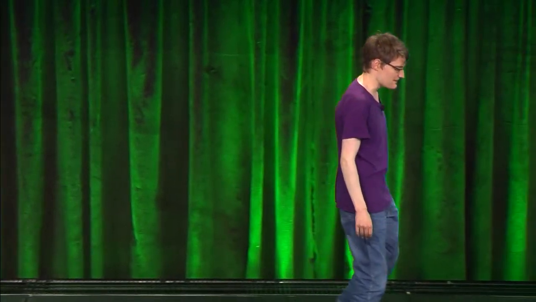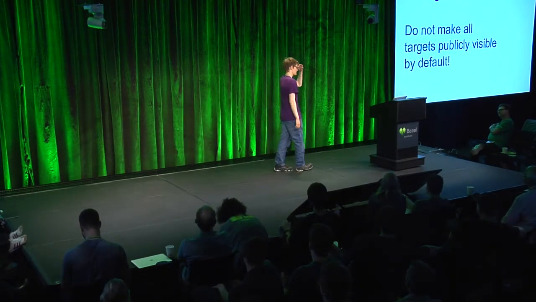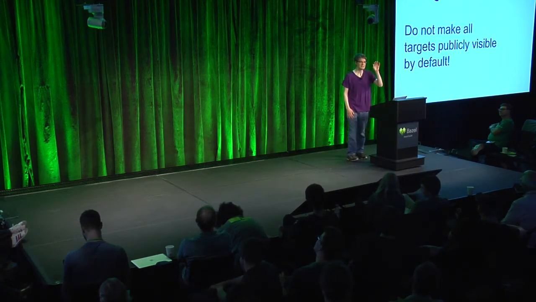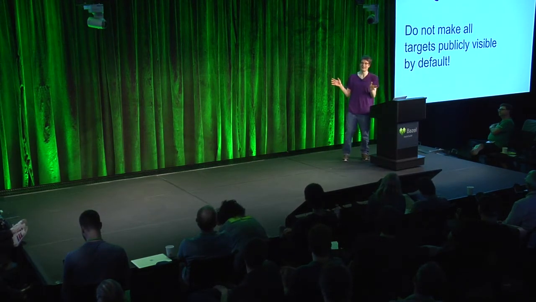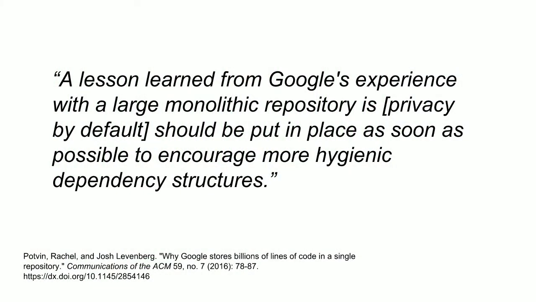And maybe you can imagine what happened. So now every time someone creates a build file, they carefully copy the public visibility thing, along with a comment which says, "Do not copy. Build infra is idiots." And it just makes me so sad. The only thing which makes me feel slightly better is being in company with misery. Back in 2016, Google published this paper about how they have a gazillion lines of code. And there was a sentence in there: a lesson learned from Google's experience with large monolithic repositories is that privacy by default should be put in place as soon as possible to encourage more hygienic dependency structures. I interpret this to mean Google had the same problem.